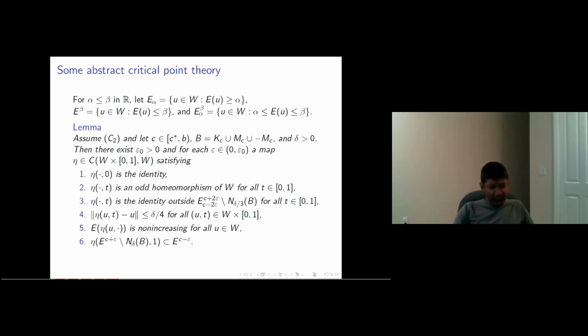And the proof of this is basically a matter of adapting the arguments that usually use the PS condition to use the conditions C1 and C2. So here, in particular, is a deformation lemma that only assumes C2. I just wanted to compare this with the classical deformation lemma.